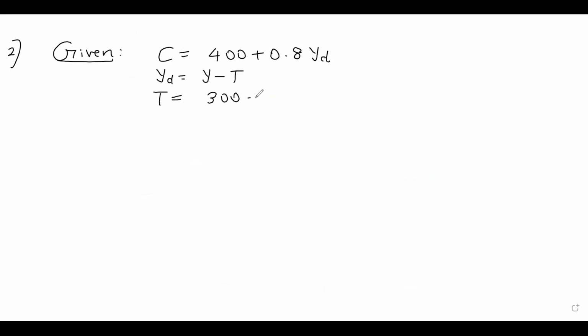So quickly writing, first of all, what is given to us? We are given that the consumption function is 400 plus 0.8 times YD, and YD itself is equal to capital Y minus T, and my tax function is 300 plus 0.2 Y. So I can write that YD denotes my disposable income.